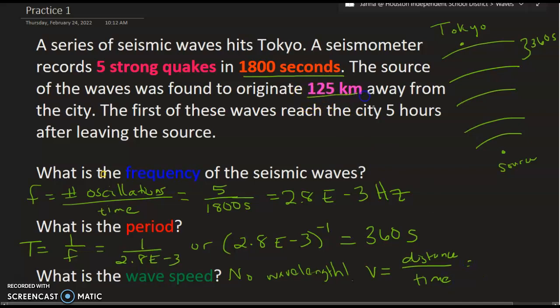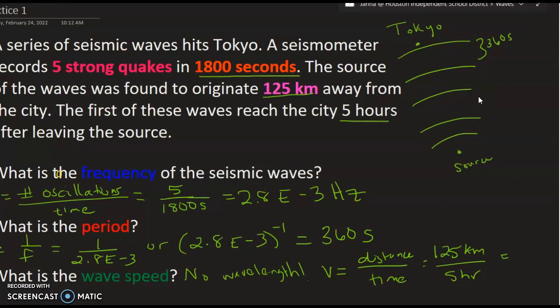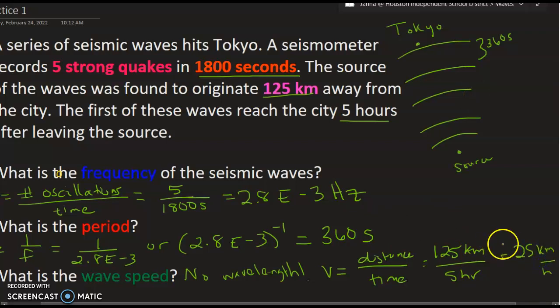So we have 125 kilometers in 5 hours. From Tokyo to the source, 125 kilometers, and it took 5 hours for the first of the waves to reach Tokyo. And I'm just going to leave it in kilometers per hour. So I'm going to do 125 kilometers over 5 hours. And that is 25 kilometers per hour. Okay.